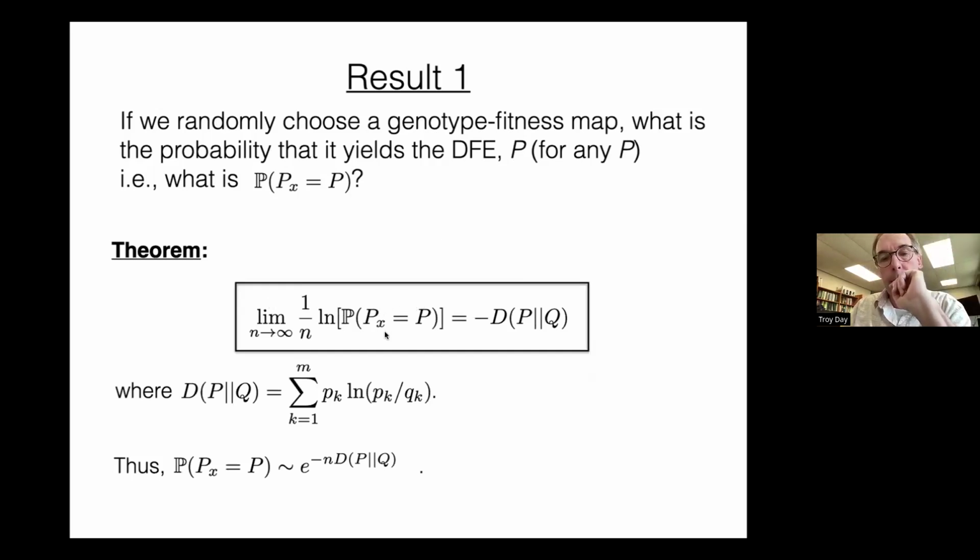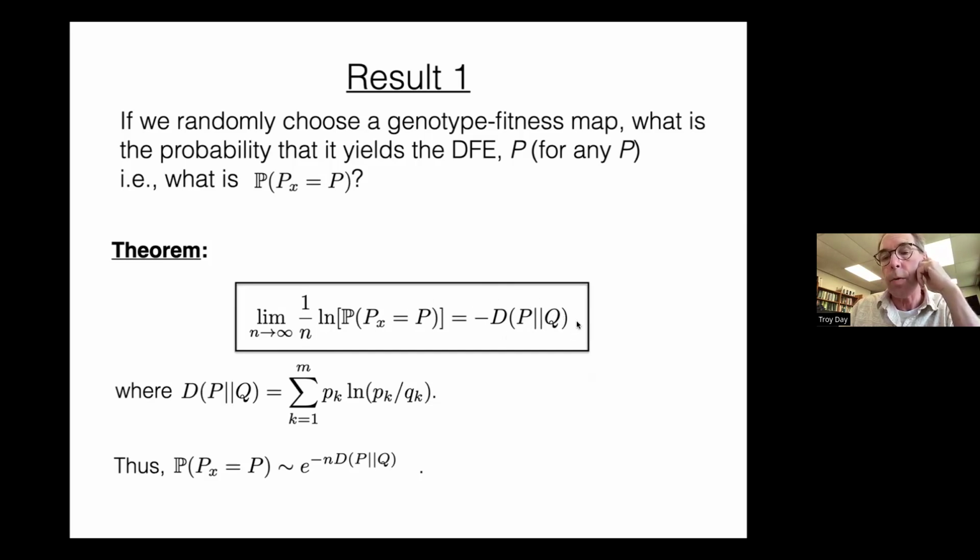Okay, so here in the middle is the probability I'm interested in: the probability that the empirical distribution of fitness effects is equal to any particular P I might be interested in. Then I'm logging that, dividing by N, and looking at the large N limit. When you compute that, you get something that converges to the negative Kullback-Leibler divergence between P and Q.